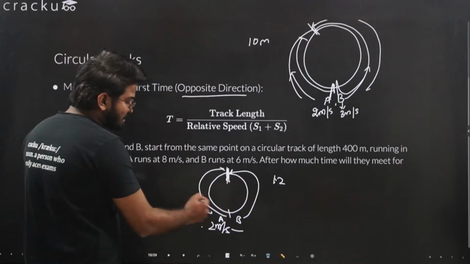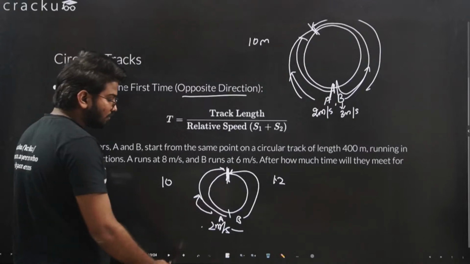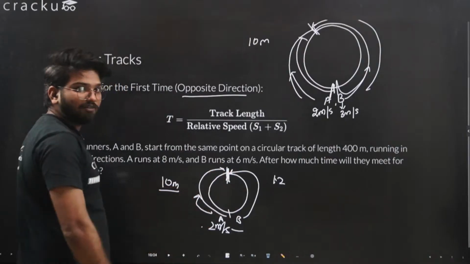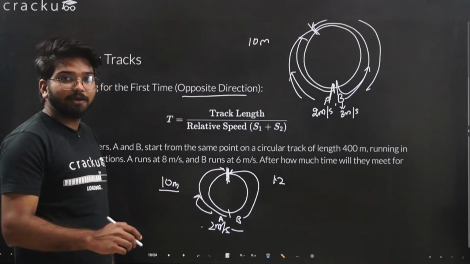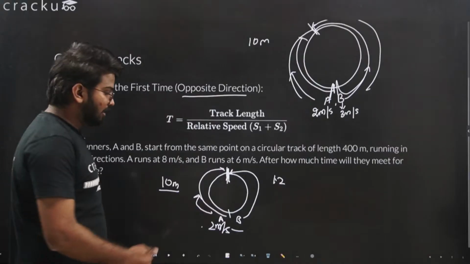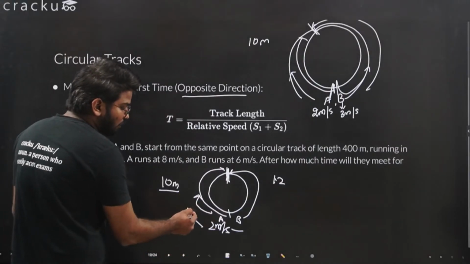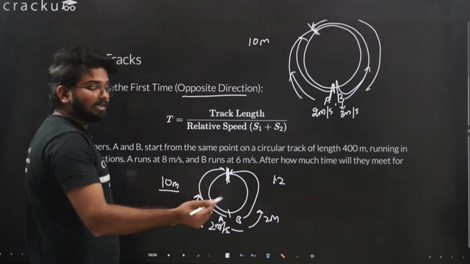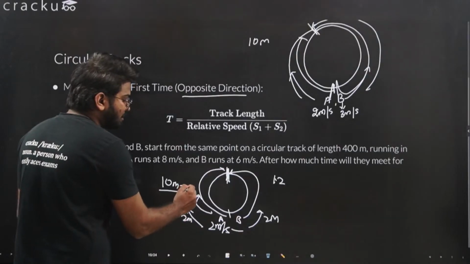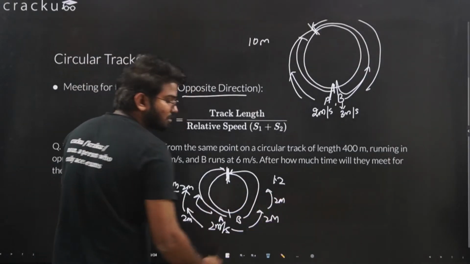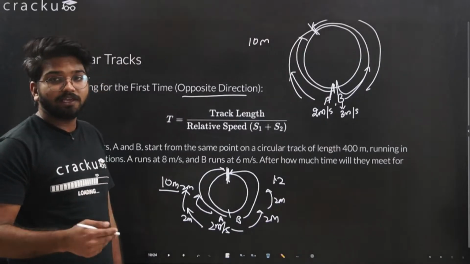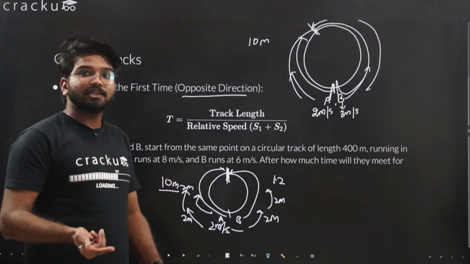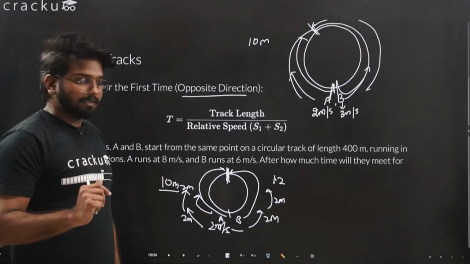The whole length of the track, let's say, is 10 meters. And A has covered half of it and B has covered half of it. Together, for every second, both are covering some part of the track. After 1 second, A has covered 2 meters. B also has covered 2 meters. Then another second, A has covered another 2 meters. B also has covered another 2 meters. So if you notice, the relative speed will be the sum of their speeds, because every second they both are covering the length of the track with the same rate.